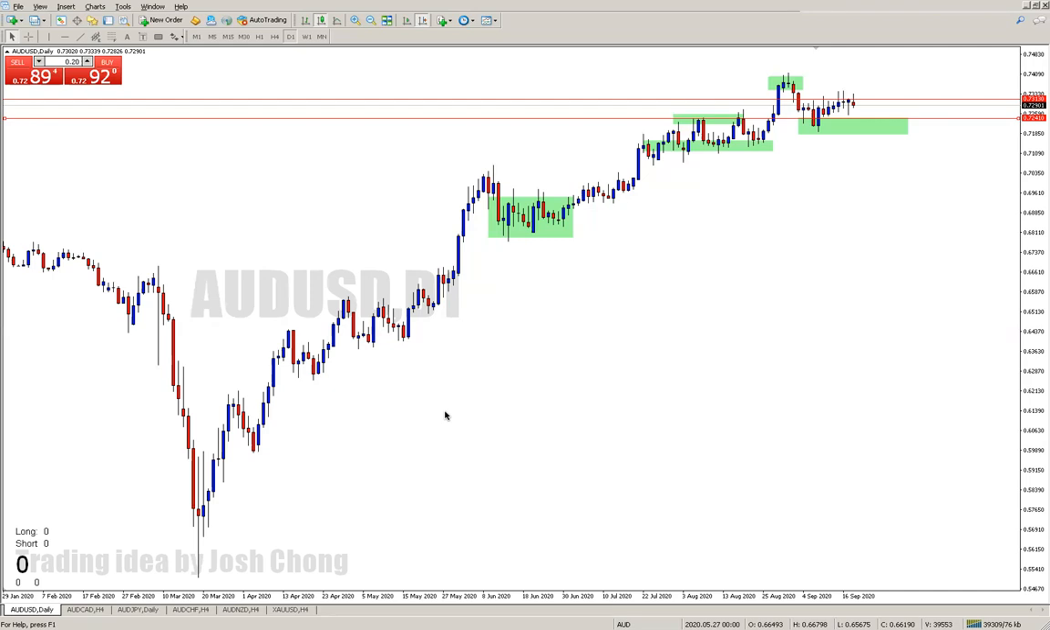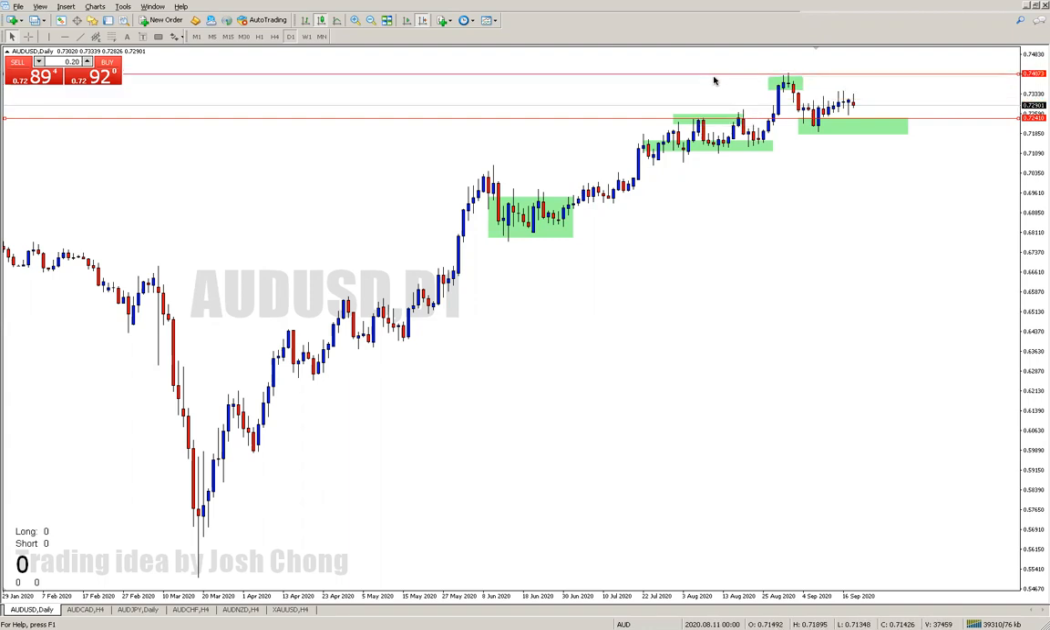As usual, I will always start from the Aussie dollar, which is A. Start from the alphabet A, right? So first, let's get started. AUD/USD: what the market tells us is that the market overall is still in an uptrend. This is our key line.